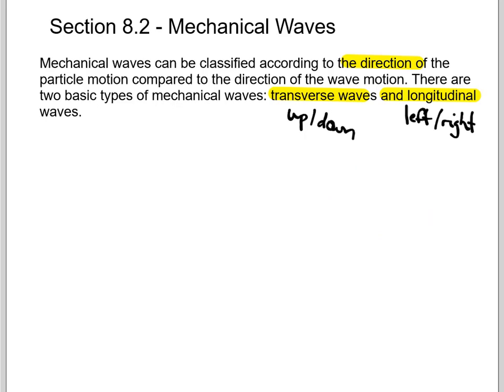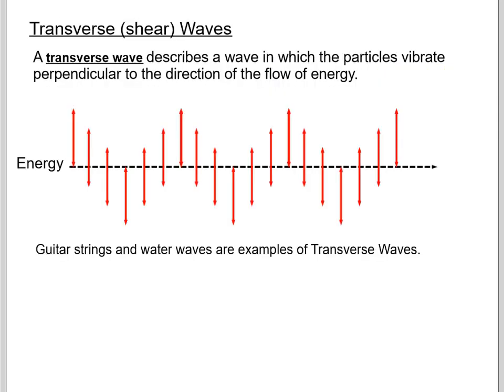Okay, now mechanical waves. There are two types of mechanical waves that we're going to talk about: transverse and longitudinal. Transverse waves, I'll show you pictures in a minute, go up and down, and longitudinal waves move left to right. Something like this, a transverse wave, sometimes called a shear wave.